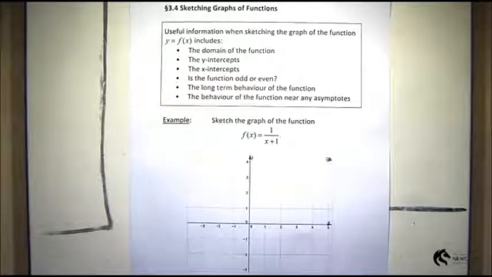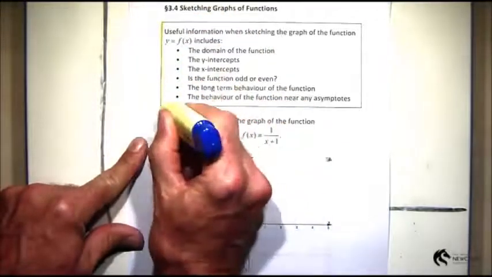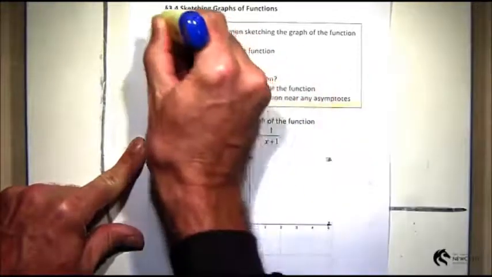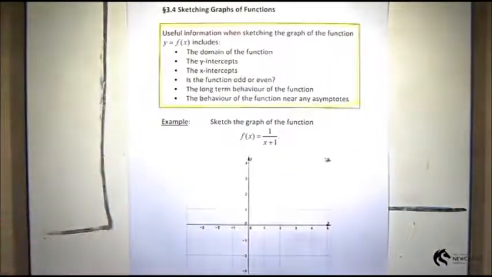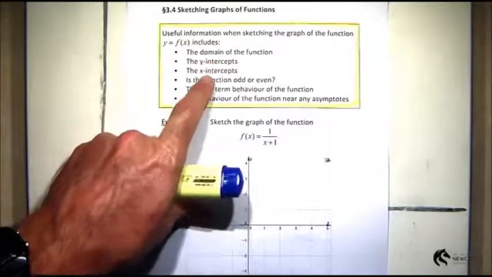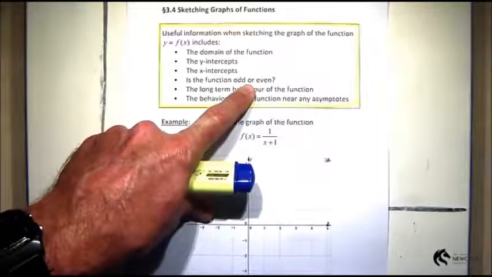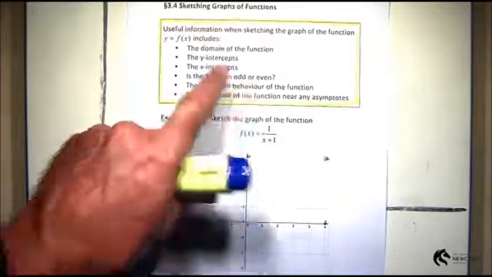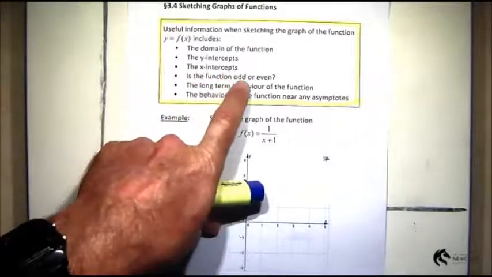I'll start here. So here we go. This whole box is important. So if you're sketching the graph of a function, it's useful to know the domain, the y-intercepts, the x-intercepts. Is it odd or even? If it's odd or even, then you only have to draw half the graph, and then you can just use symmetry to get the other half. Okay? So that's why we wanted to know about odd or evenness.